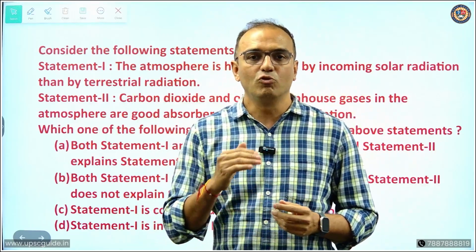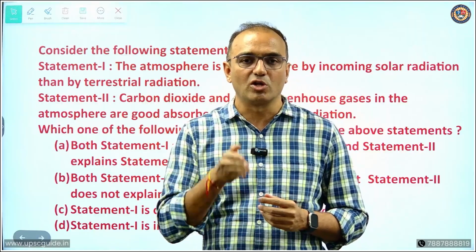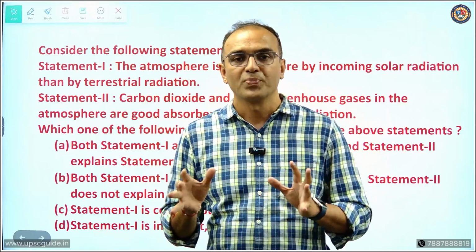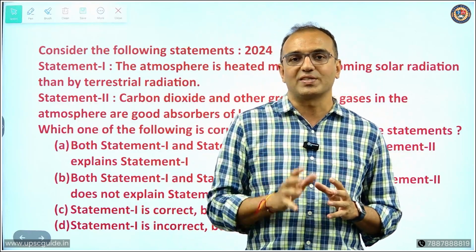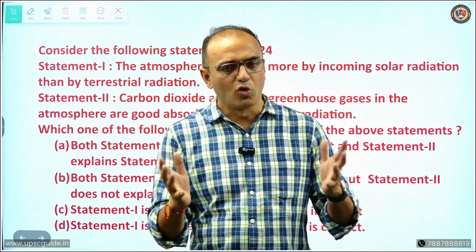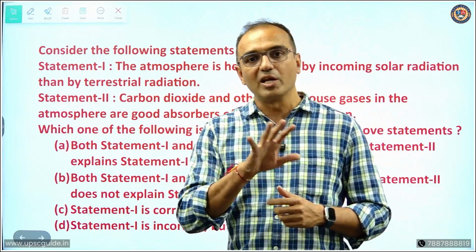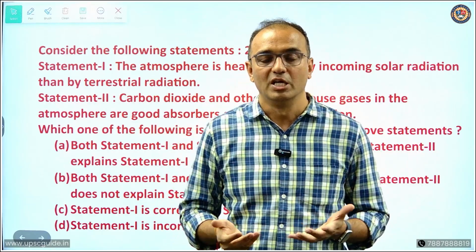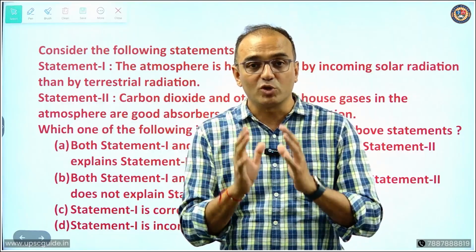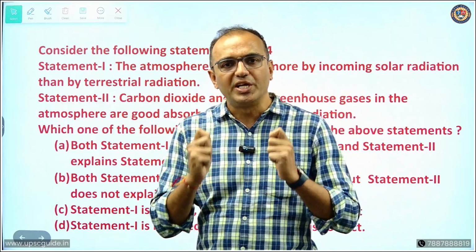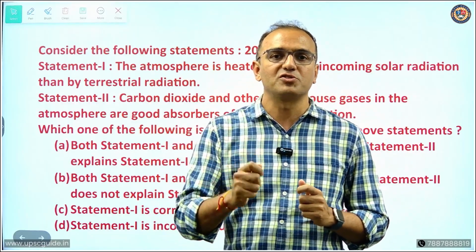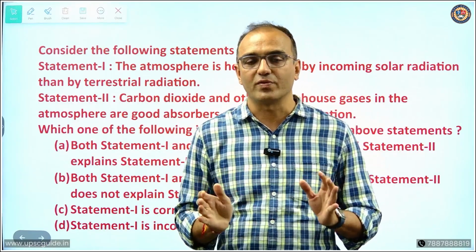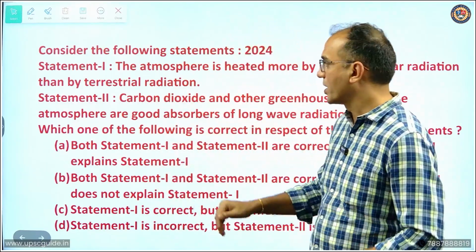Whereas, if you talk about the long wave terrestrial radiation emitted by the earth 24/7, the greenhouse gases, water vapor and low clouds are nearly opaque to it. They absorb as well as re-radiate this heat back to the earth. So the atmosphere of the earth is majorly heated by the long wave terrestrial radiation emitted from the surface of the earth 24/7, not by the incoming solar radiation.